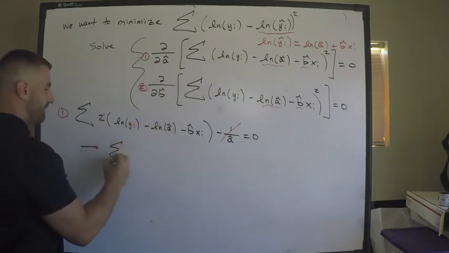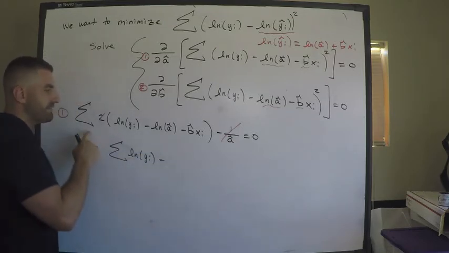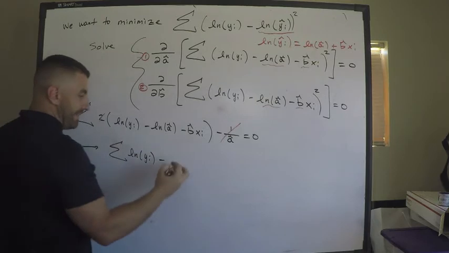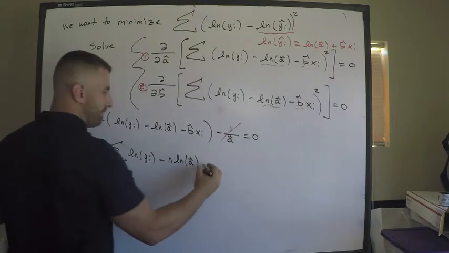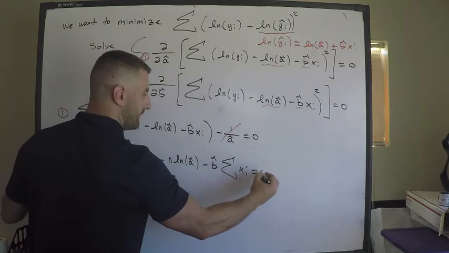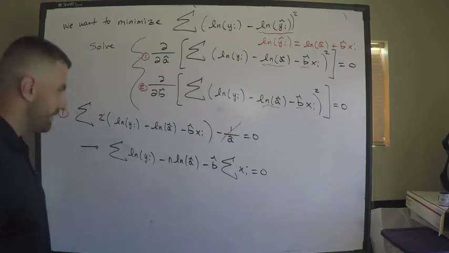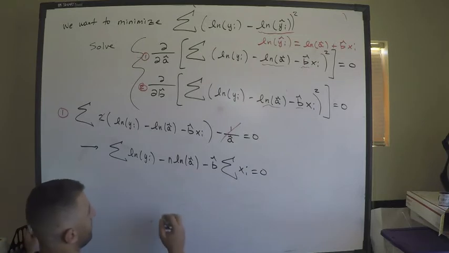This is equal to the sum of ln yi minus, now if I sum ln of a hat, that's going to be n times ln a hat, right? And then minus b hat, the sum of xi, equals 0. What I want to do here is solve for ln of a hat. So let's go ahead and do that. If I solve for ln of a hat, then I get the following, ln of a hat.